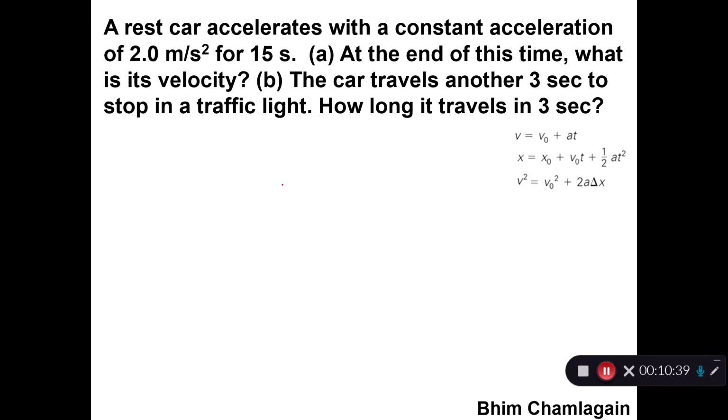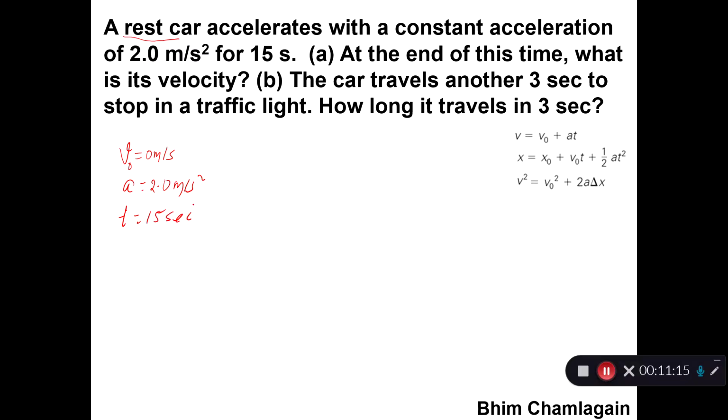Now let's go to the third problem, a little bit more difficult. In this case, the car accelerates starting from rest. So you do have already v naught is equal to 0 meter per second, with constant acceleration a is equal to 2.0 meter per second squared for 15 seconds. So t is equal to 15 seconds.